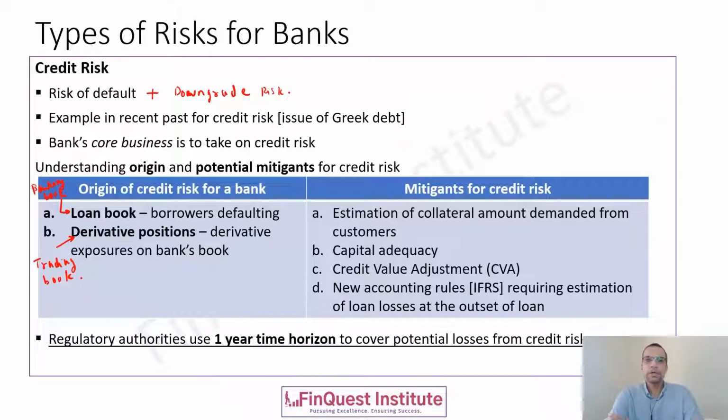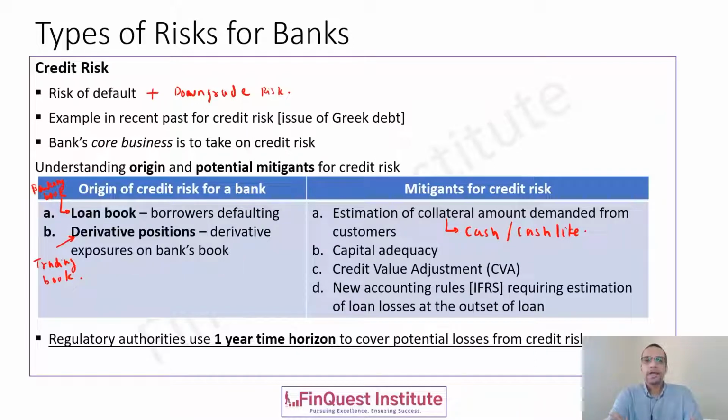So naturally, banks are expected to take certain mitigations or certain mitigants in order to manage this kind of credit risk on their books. So a few popular techniques which banks use for mitigation purposes is estimation of collateral amount demanded from customers. When we talk of collateral, this collateral can either be cash or cash-like. So cash is easy. These are actual funds which are deposited as a part of the collateral. So in case the customer defaults, then the bank can simply utilize the collateral in order to make up the credit loss which it is exposed to.